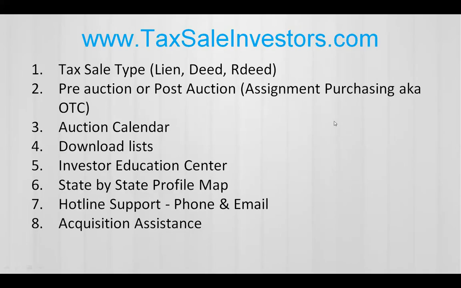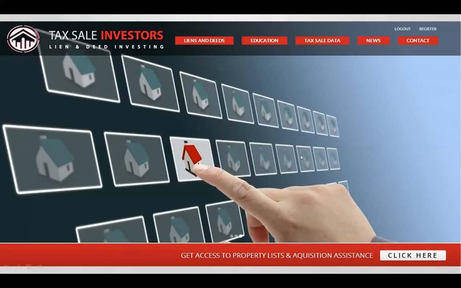Okay. Talk a little bit about taxsaleinvestors.com. Again, you're able to tell your tax sale type: lien, deed, redemption deed. At Tax Sale Investors, we have pre-auction or post-auction assignment purchasing, also known as OTCs, available. That auction counter on the previous slide I just showed you, you can download your lists. We have our entire education center, hours and hours of video, step-by-step instruction, state-by-state profile map. Again, I told you this is open to the public for a little bit. Go check it out. Again, hotline support, phone and email, and then obviously we provide acquisition assistance on a case-by-case basis.